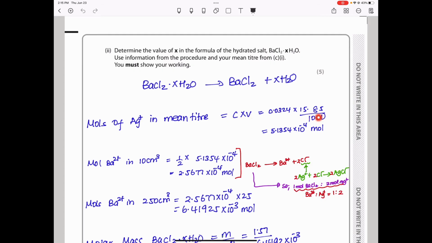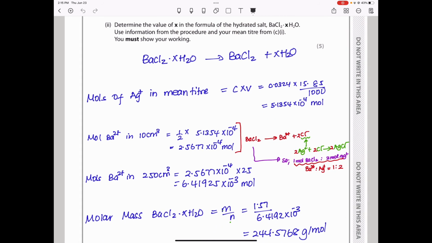And I divided the volume by 1,000 to convert it to decimeters cubed, and the final answer I get is 5.1354 times 10 power negative 4 mole. These are the moles of silver ions that were present. However, remember, let me try to show you how the whole experiment is.